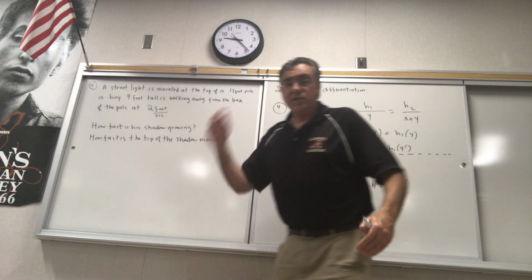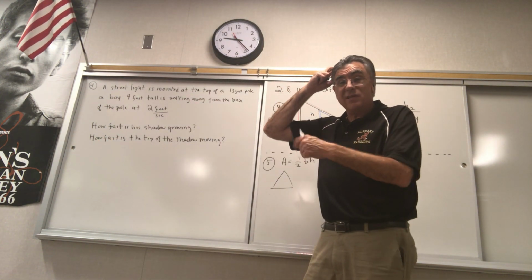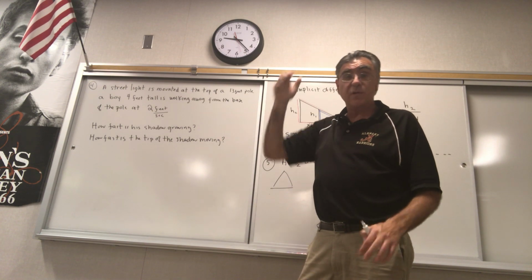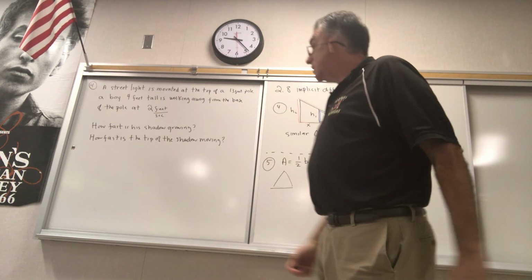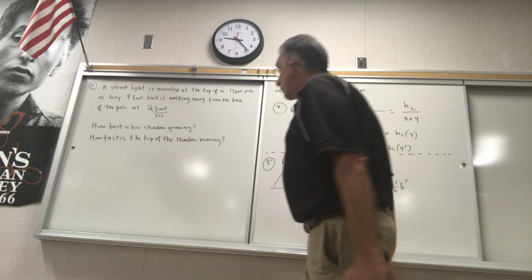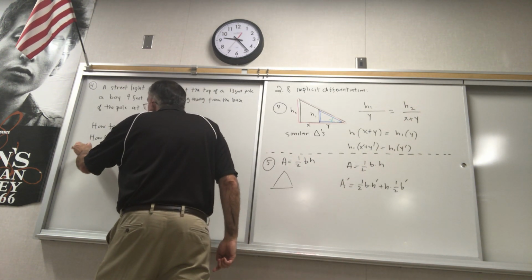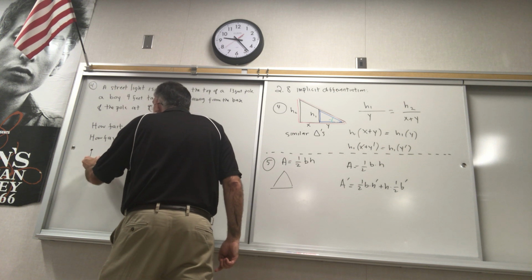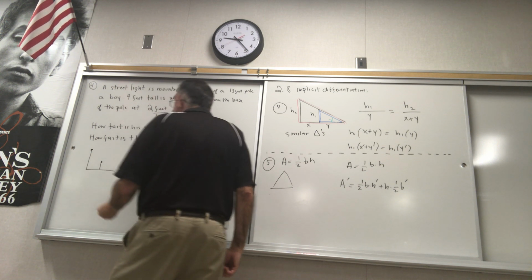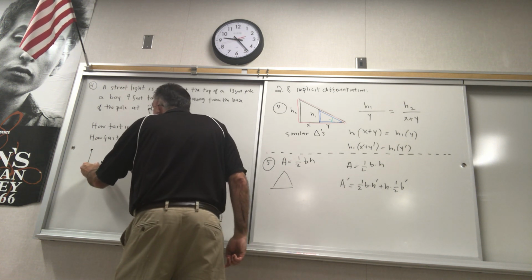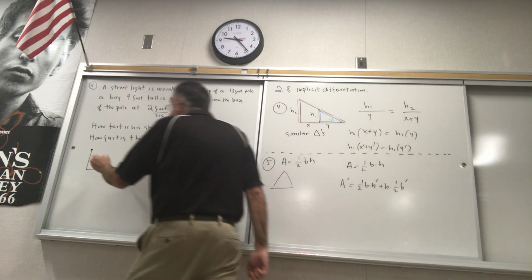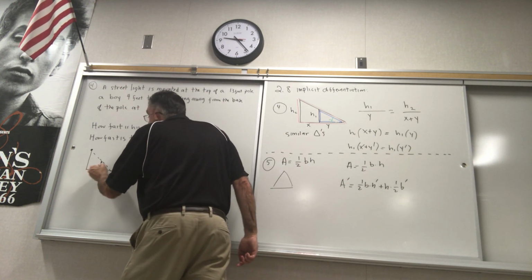I normally use different colors, but when I start using colors, they don't seem to show up so good on the board. So you're going to have to just get used to using one color here, monochrome, black and white. Okay, so you got a light here, and you got a boy walking away from the light, and the boy makes a shadow.